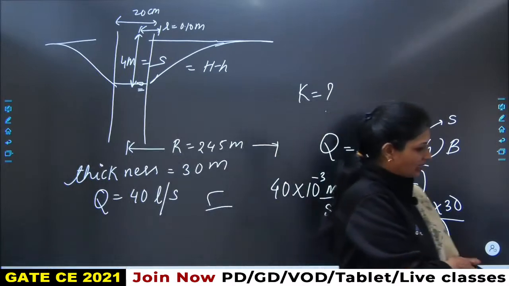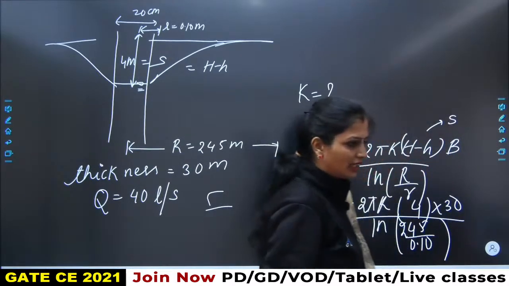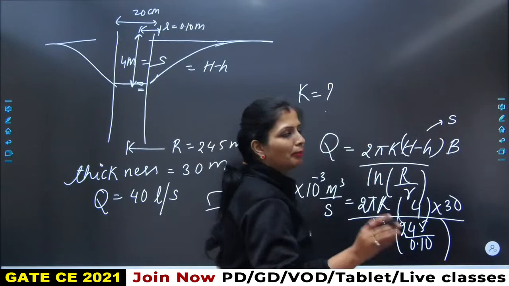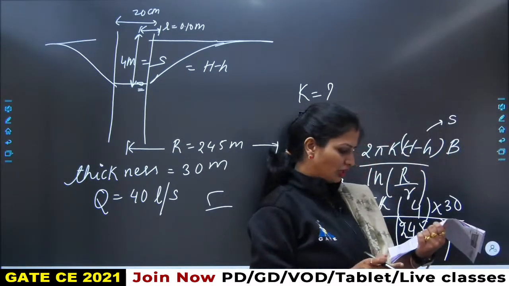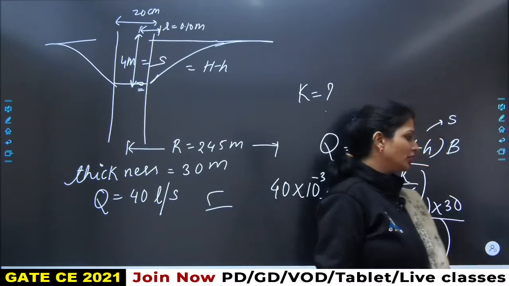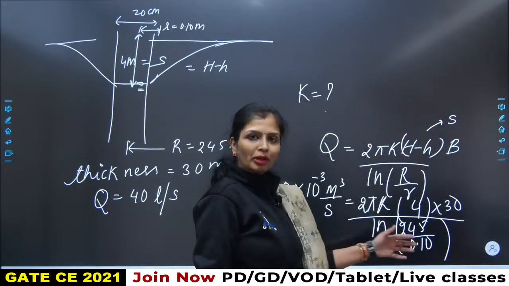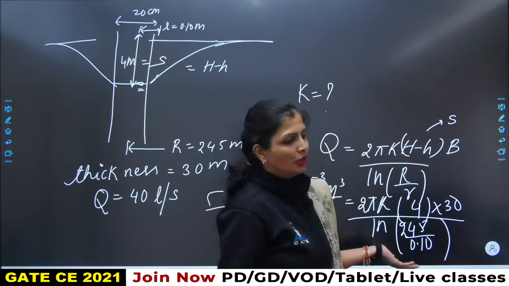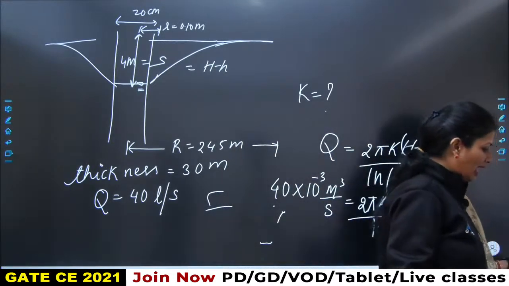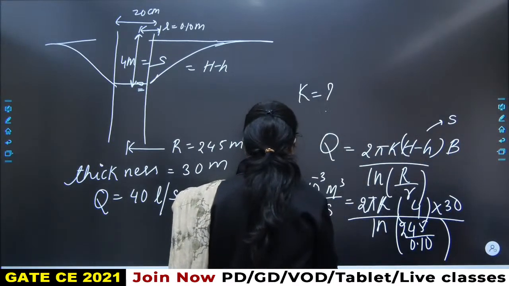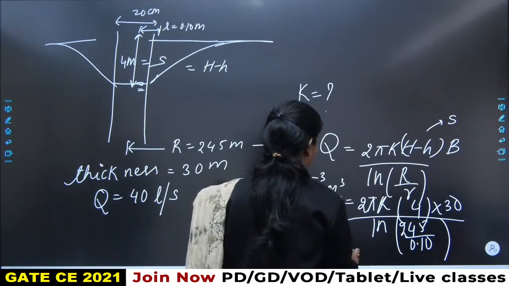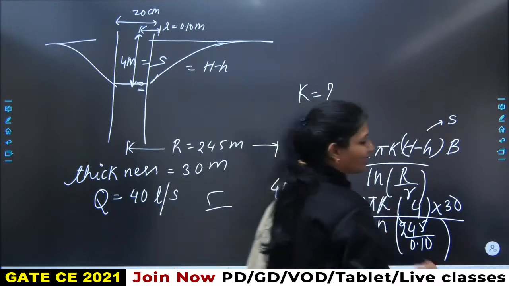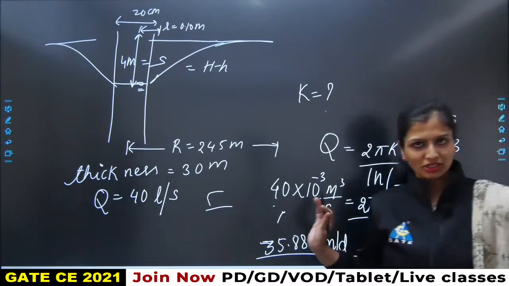See, all the variables I know except the hydraulic conductivity. So on solving this, I will get the hydraulic conductivity. They have asked you in meters per day, and from here you will get it in meters per second. So multiply by 86400, you will get it in meters per day, and the answer comes out to be around 35.884. I am directly writing the answer, you can check the calculation, the concepts remain the same.